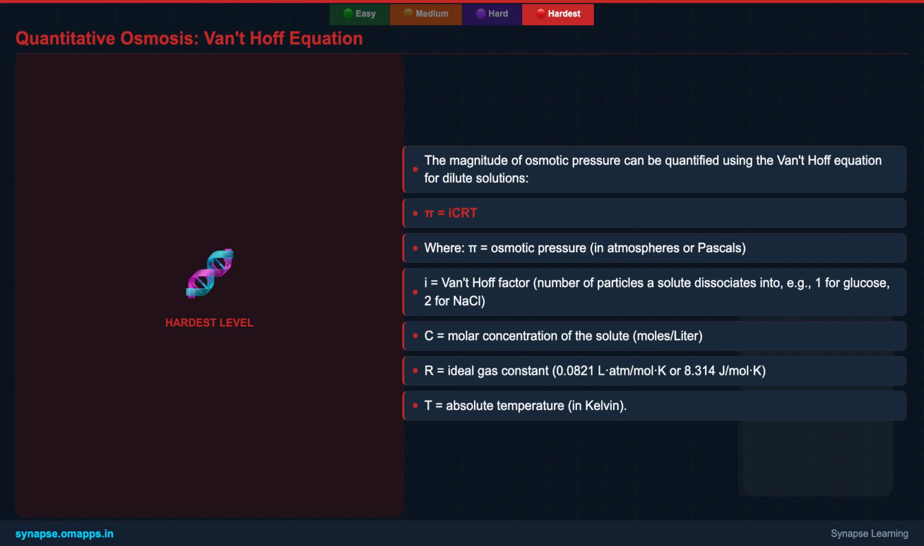Here, π is the osmotic pressure, i is the van 't Hoff factor, representing how many particles a solute dissociates into. For example, glucose has an i of 1, while sodium chloride has an i of 2. C is the molar concentration of the solute, R is the ideal gas constant, and T is the absolute temperature in Kelvin. This equation highlights the direct relationship between solute concentration, temperature, and the resulting osmotic pressure, providing a precise tool for predicting water movement in various solutions.